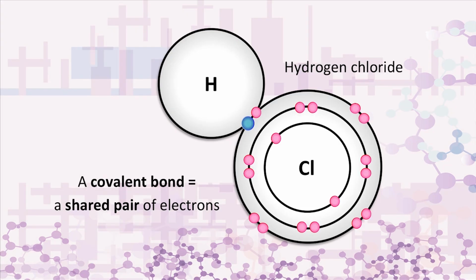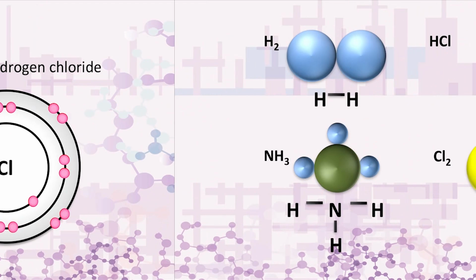No, we're not. Rather than transferring electrons like we saw in ionic bonding, electrons are being shared. This is covalent bonding and results in the formation of molecules. A covalent bond consists of a shared pair of electrons, and it can be represented by a single line as shown in these examples.